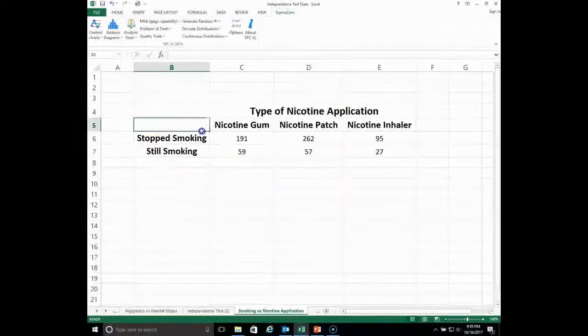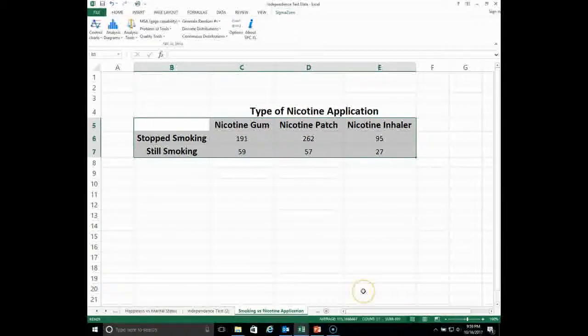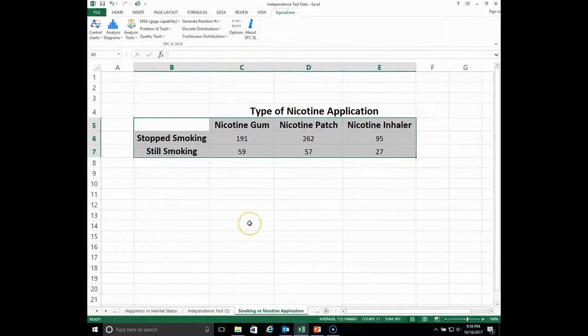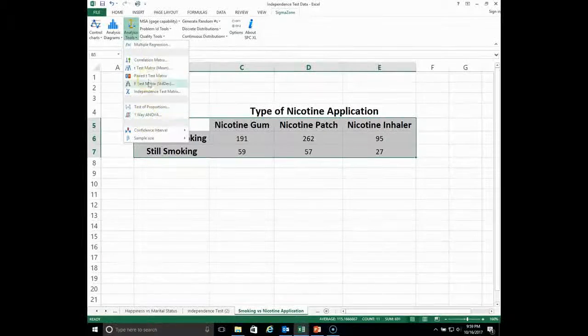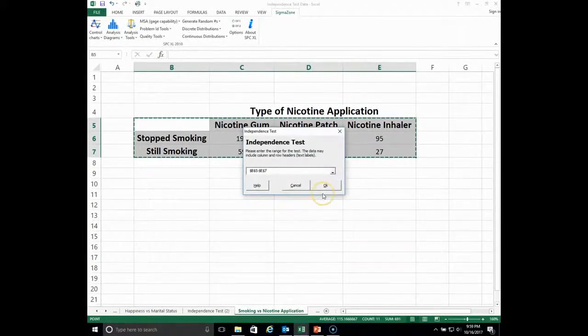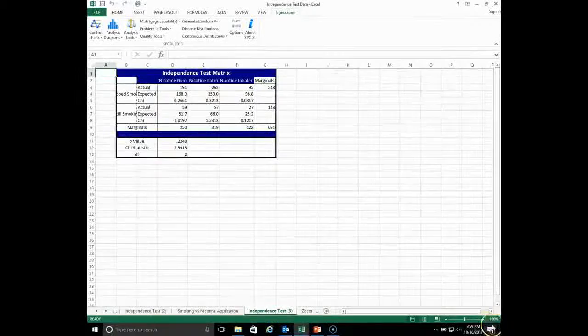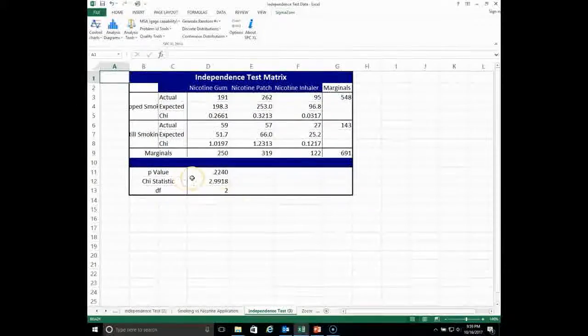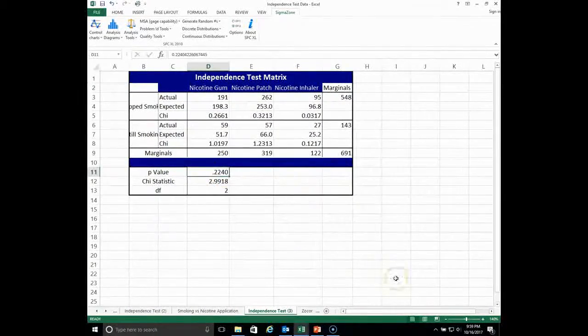So we highlight this data. We don't have the subtotals here. Of course, the independence test will calculate that. This is so easy. The hard part is getting the data. Once you've got the data set up like this, it's very easy. You just go to the independence test and out comes the matrix again. In this case, we're looking at a p-value. It looks like a 0.2240.